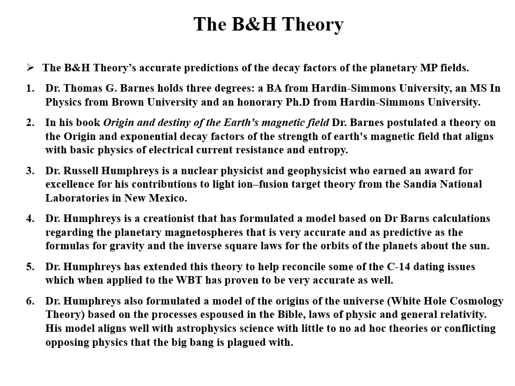Okay, so Dr. Humphreys is a creationist that has formulated a model based on Dr. Barnes' calculations regarding the planetary magnetospheres that is very accurate and as predictive as the formulas for gravity and the inverse square laws of the orbits of the planets about the sun. Whereas the dynamo theory is running into all kinds of problems because the parameters aren't being met where magnetospheres exist. They don't have a formula for it, and it is not predictive at all. Whereas now we have the creationists' theories that have formulas that are predictive and that are 100% accurate.